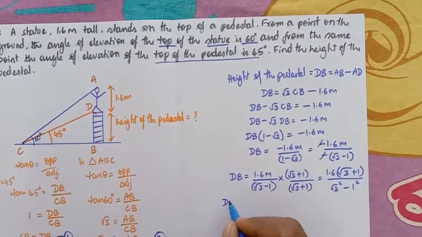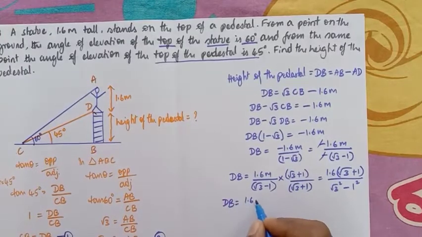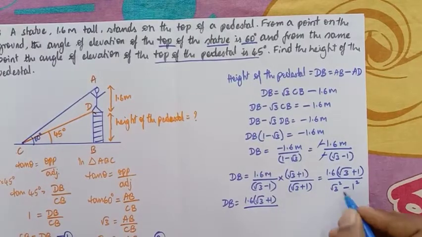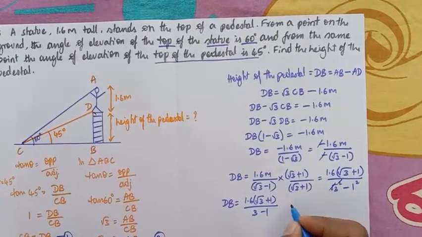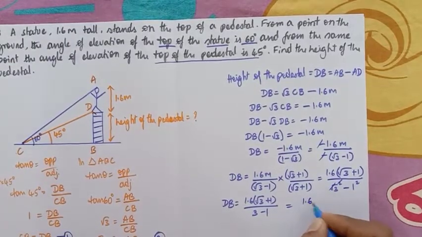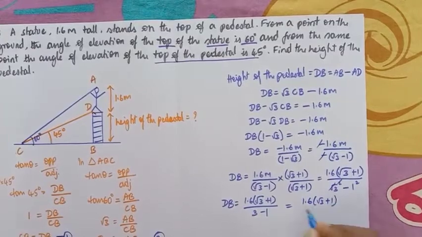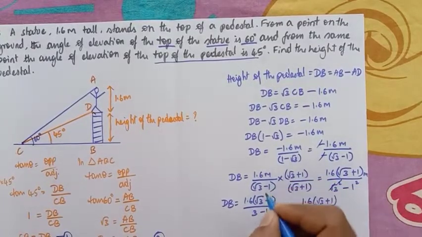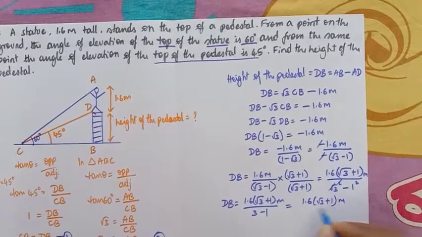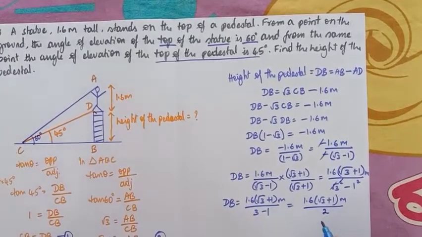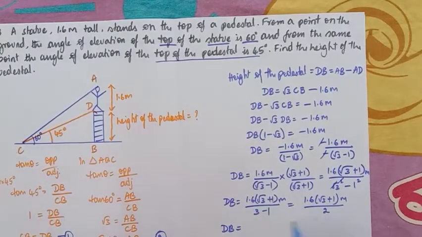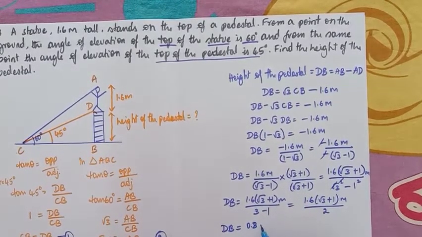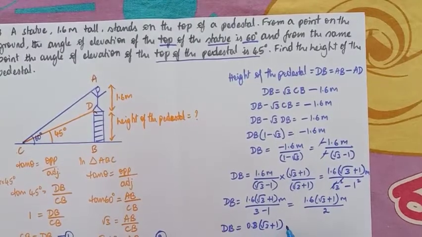So dB is equal to 1.6 root 3 plus 1 into root 3 plus 1, when divided by a square, and root 2 cancel. So what happens? 3 minus 1. So what happens here next is 1.6 into root 3 plus 1. Here also I have skipped meter. Meter when divided by 3 minus 1 is 2. dB is equal to, when 1.6 is divided by 2, you will be getting 0.8 root 3 plus 1 meter.